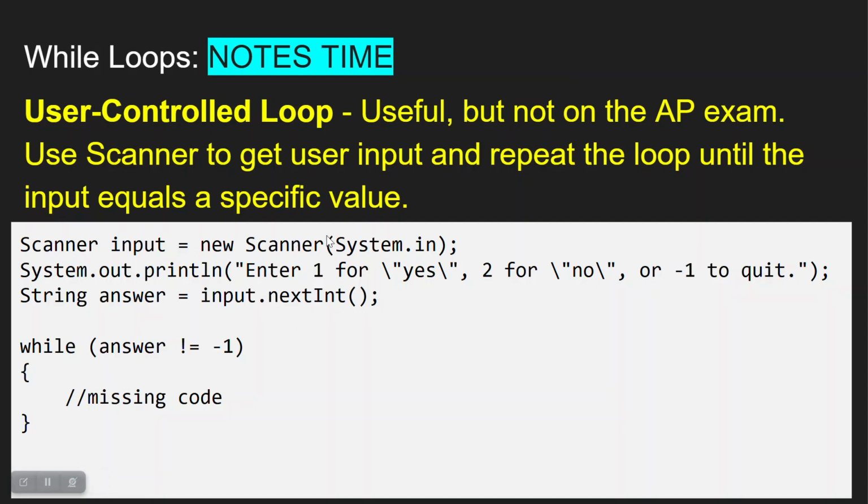So we've got scanner being instantiated here. We've got the prompt, enter 1 for yes, 2 for no, or -1 to quit. And then again, we're storing whatever they type in. And actually, this should say int answer equals input.nextInt. And then while the answer is not equal to -1, go ahead and do whatever this is supposed to do. So this would be an example of a user-controlled loop.